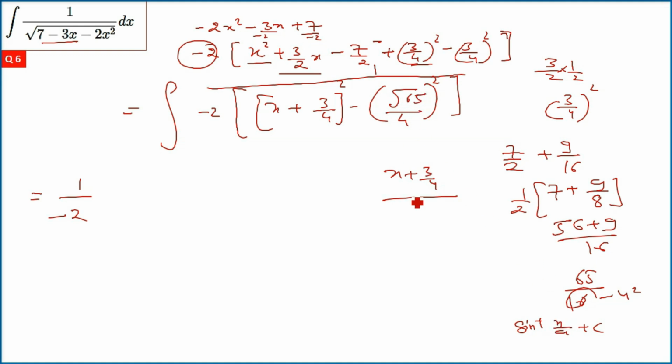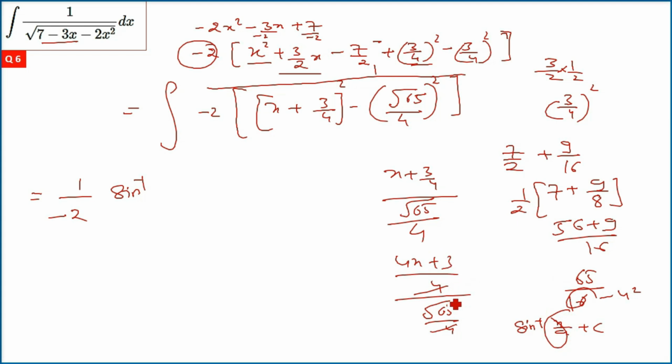So I'm just writing it. There is one more step I'm just going to describe. First let's finish this off. Sin inverse x by a. So x plus 3 by 4 will become 4x plus 3 by 4 and under root 65 by 4. 4 gets cancelled. So it will be sin inverse 4x plus 3 divided by under root 65. But this will only come when we have the a square minus x square, that is under root 65 by 4 whole square minus x plus 3 by 4 whole square.